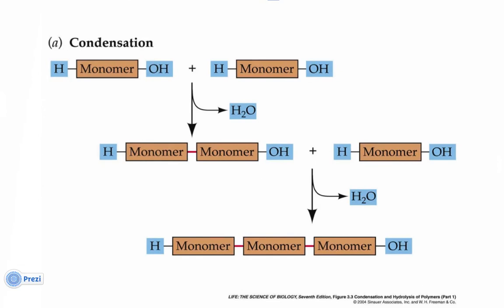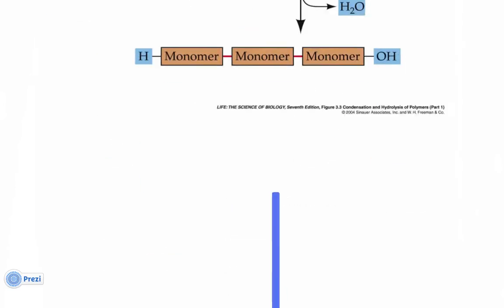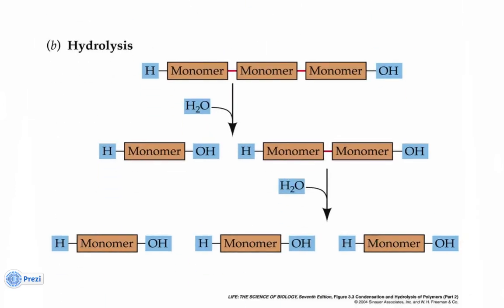Here is a visual of dehydration synthesis. As you can tell, the hydroxyl from a monomer bonds with a hydrogen to form polymers. In this slide, it is a visual of the reverse reaction in which polymers are broken into monomers, which is called hydrolysis reaction.